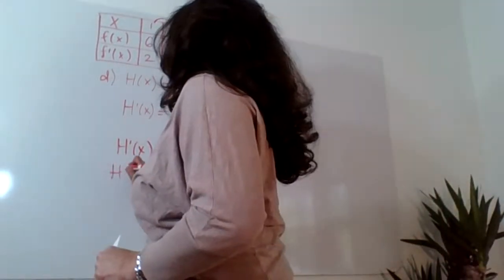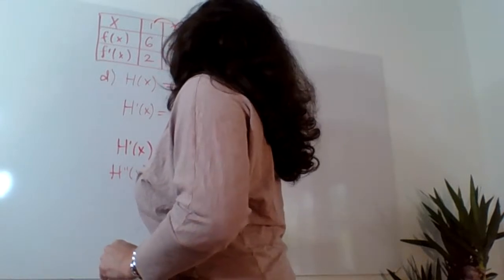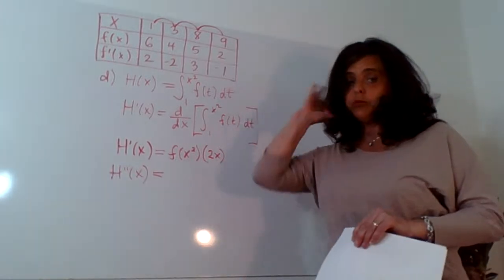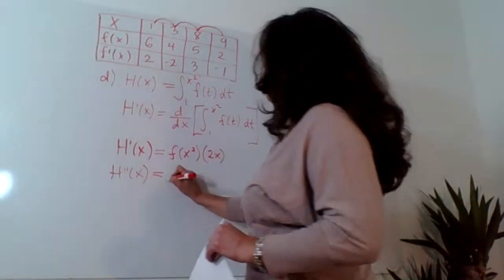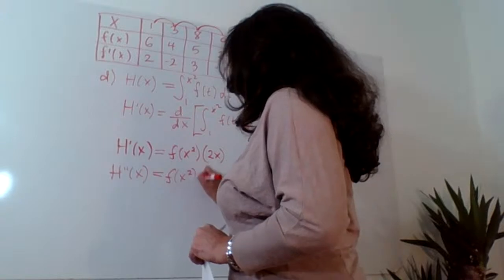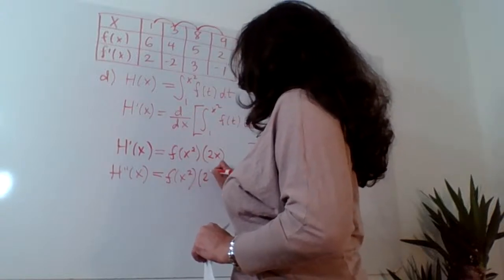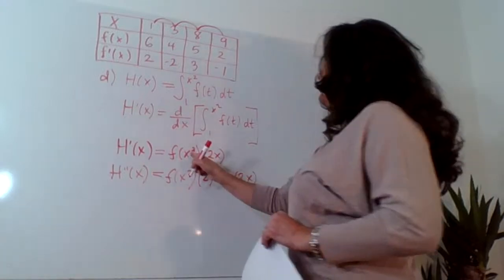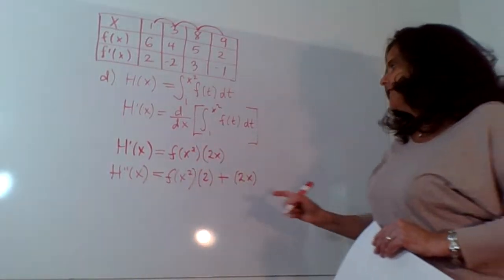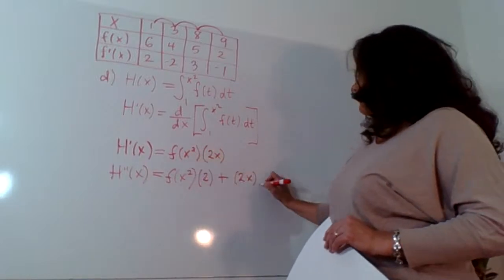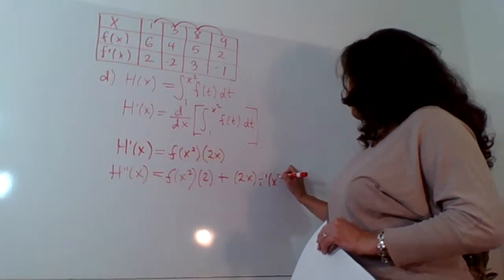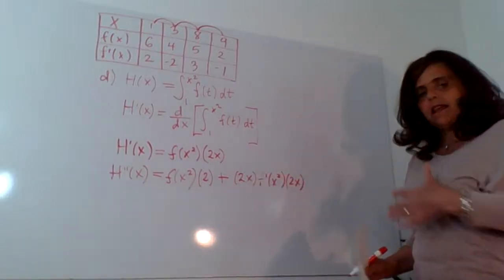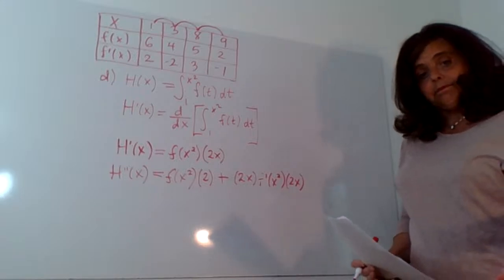Now they want us to also find h double prime of x. So h double prime of x is the derivative of h prime. So it's the derivative of this, and it's a product, so we do need to employ the product rule here. The product rule is first function, f of x squared, times the derivative of the second function, which is 2, plus the second function, which is 2x, times the derivative of the first, which employs another chain rule. So the derivative of f of x squared is f prime of x squared, can't touch this, times 2x. Okay, so we have this big thing as h double prime.